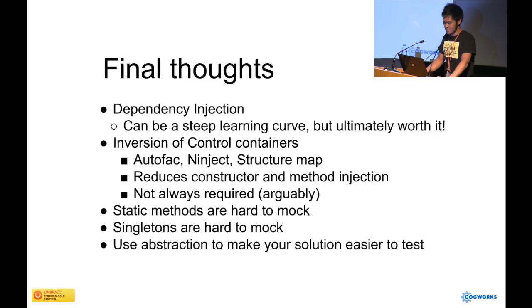So static methods are hard to mock, singletons are hard to mock, and you should always try to abstract away your dependencies to make your code easier to test. So in this scenario, we've abstracted Umbraco away completely because we've just written the wrapper.